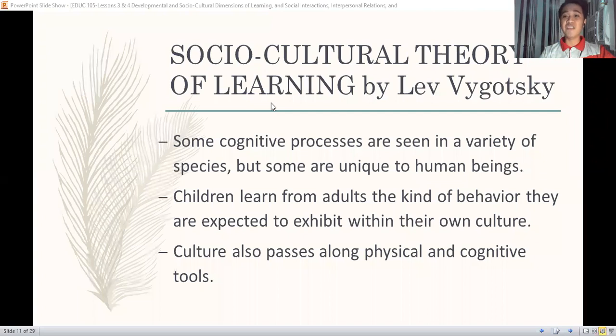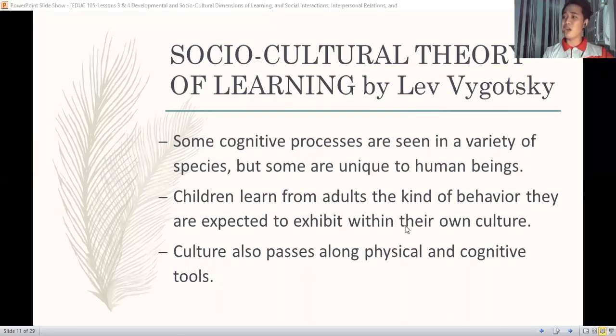It's because Lev Vygotsky is pointing out that we are exposed to different environments. Okay, though we have the same cognitive, let's say for instance, cognitive gift, we are the same. How come that we are different when it comes to level of thinking? How come that we are different when it comes to the way we manifest our learning? It's because it's unique to human beings, for the reason that we are exposed to different environments. Okay, it says here, children learn from adults the kind of behavior they are expected to exhibit within their own culture. So that's the point of Lev Vygotsky.